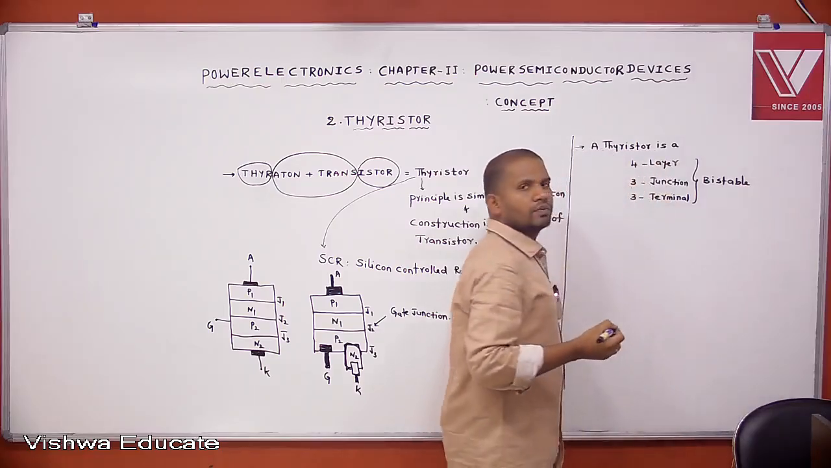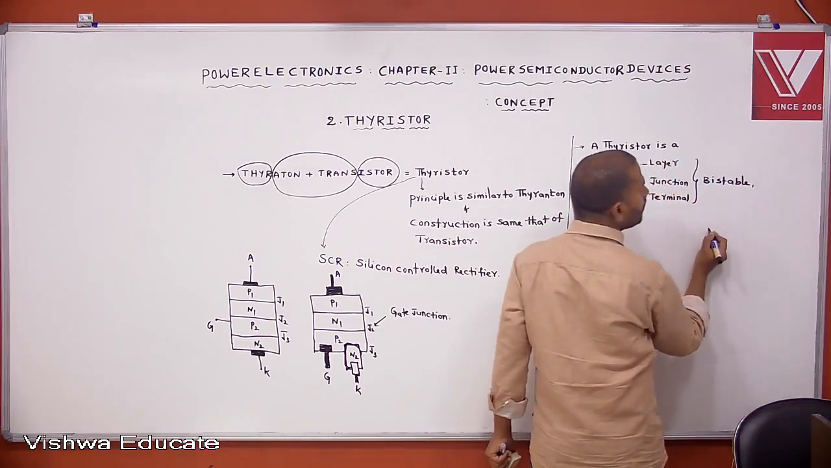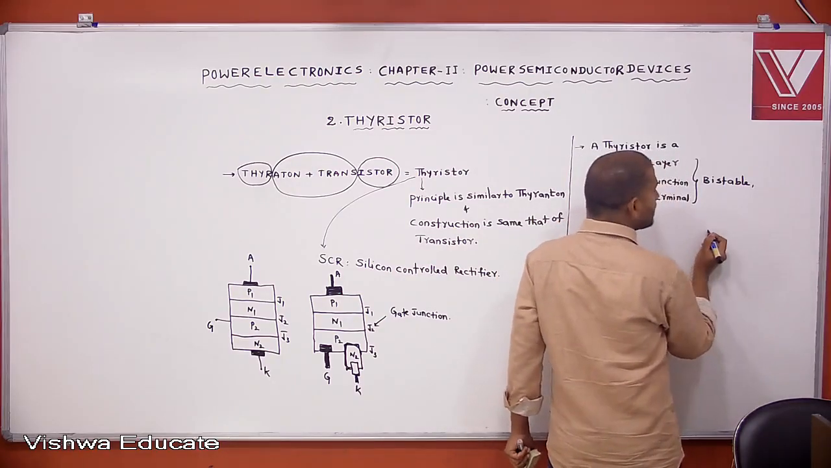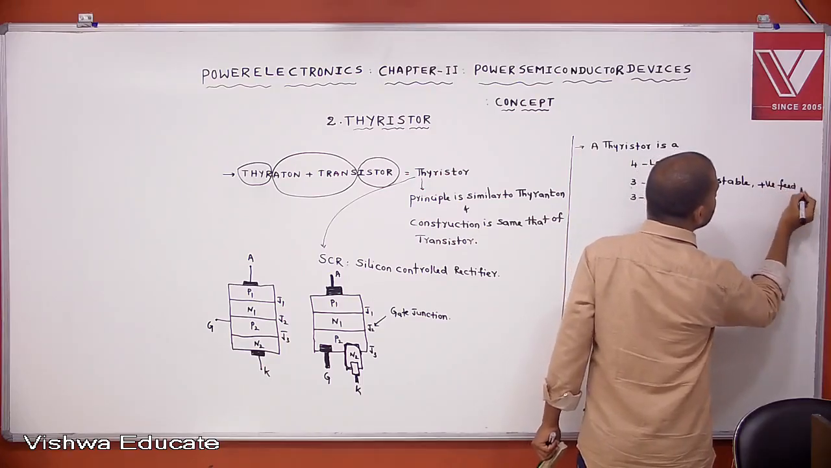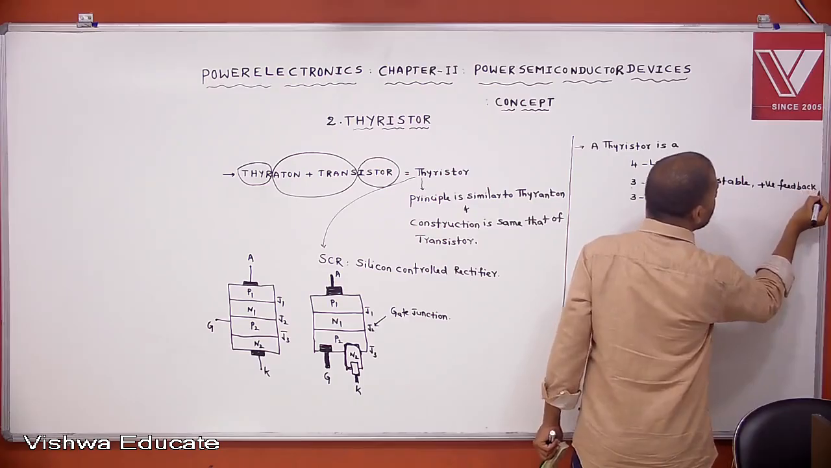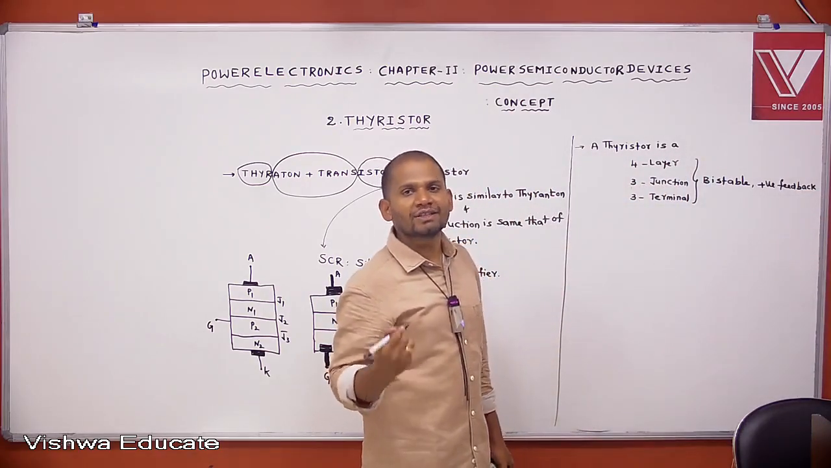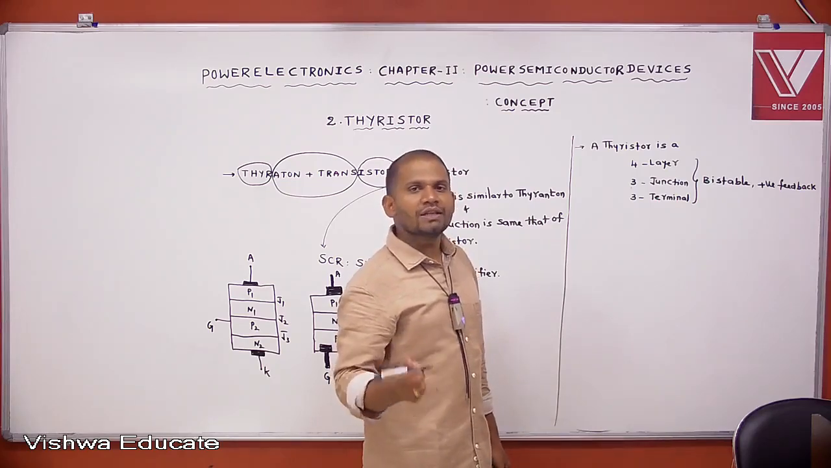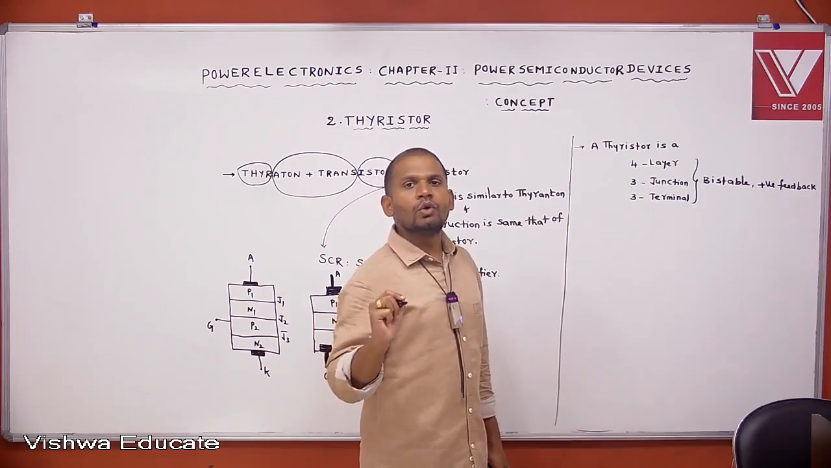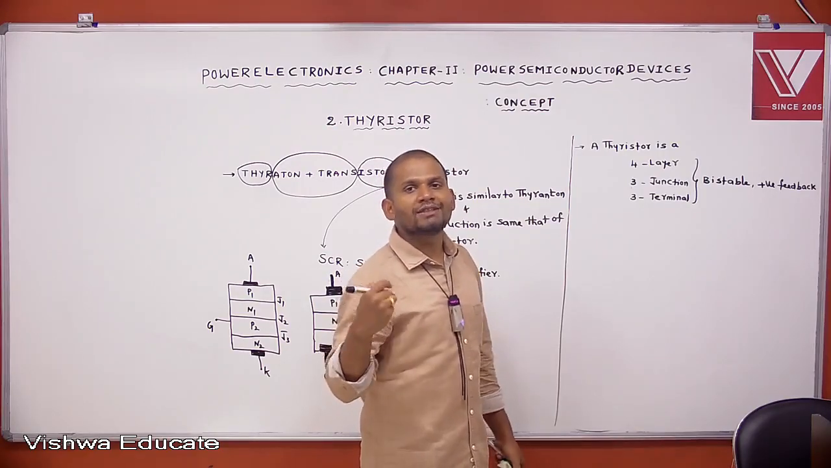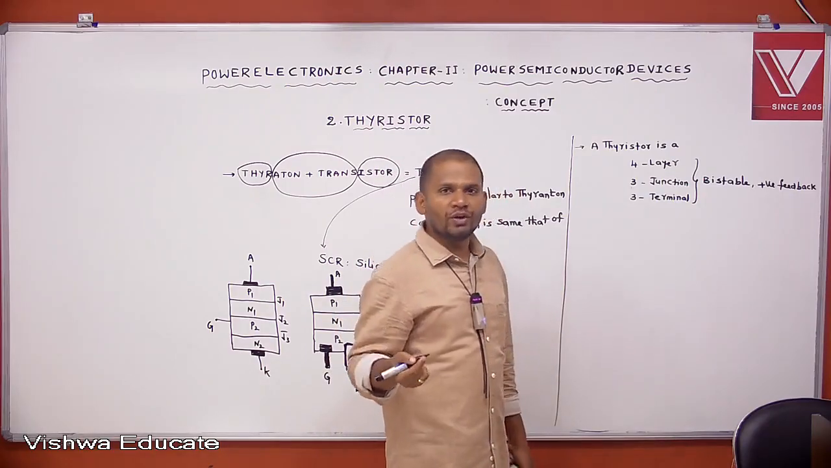In the sense, 2 states: on state and off state. Bistable. Positive feedback. Internally within the SCR, during the operation, a positive feedback action exists. How it takes place, later I will give the proof also. But up to now you remember, within the SCR, during turn on, which feedback action exists? Positive feedback action. A bistable, positive feedback.